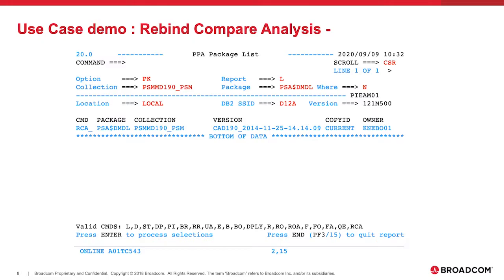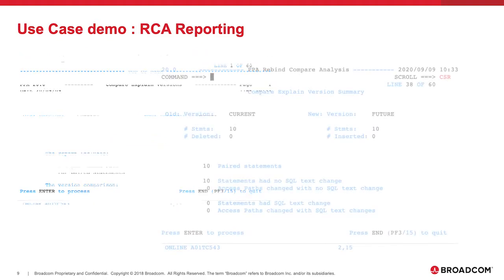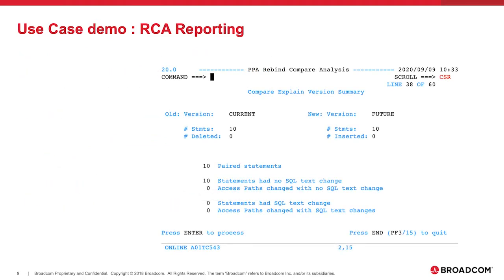In the line command, I will put RCA, the Rebind Compare Analysis command, and the analysis will run. In this case, obviously, I will have the old version and the new version. In this case they are exactly the same, and the result is that there is no change in the package SQL or HSPAT.